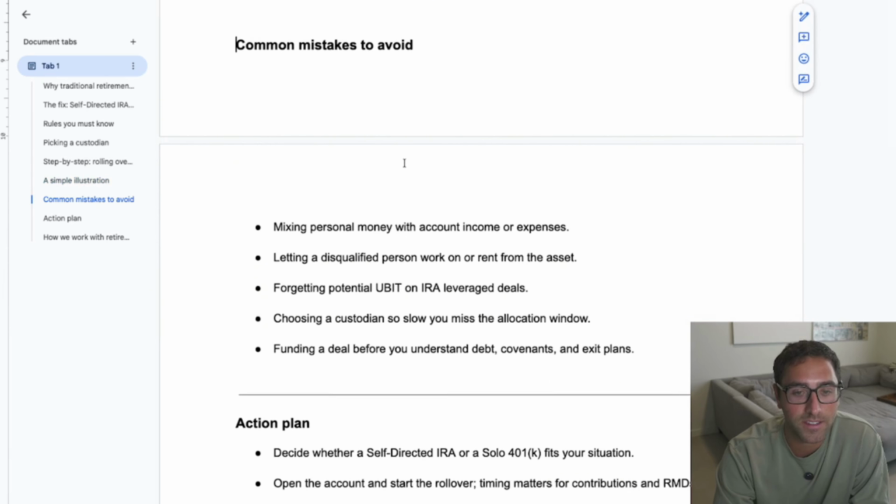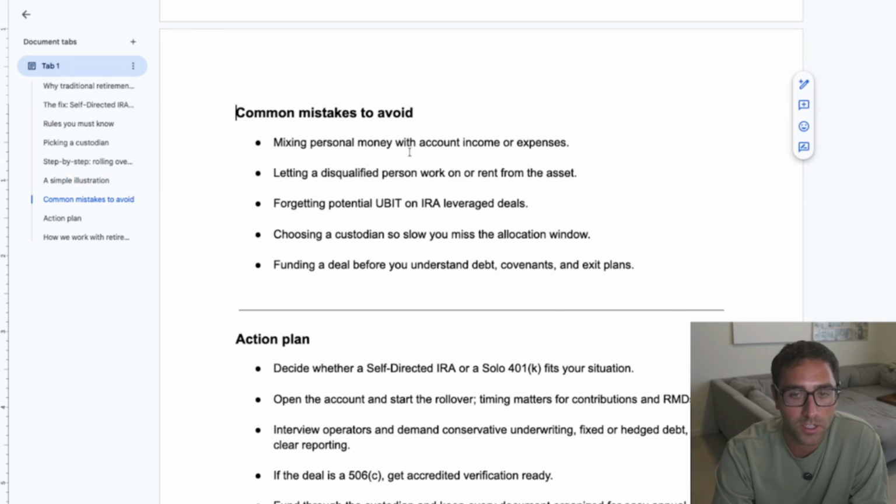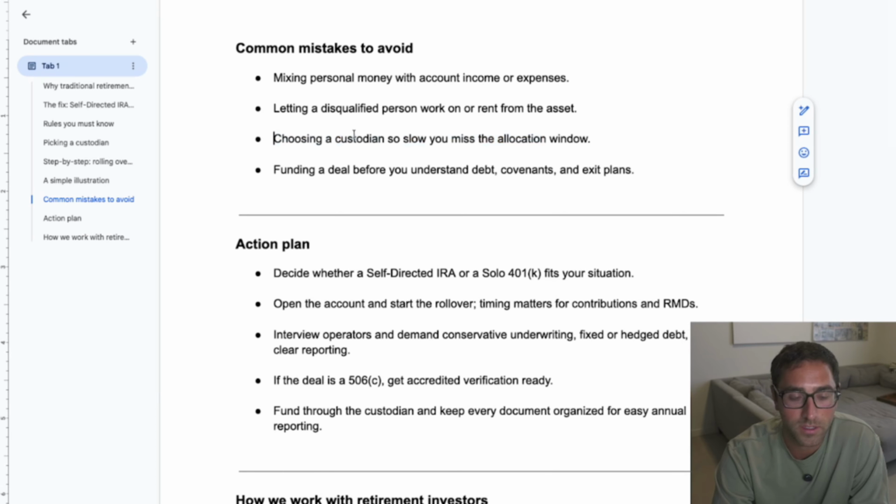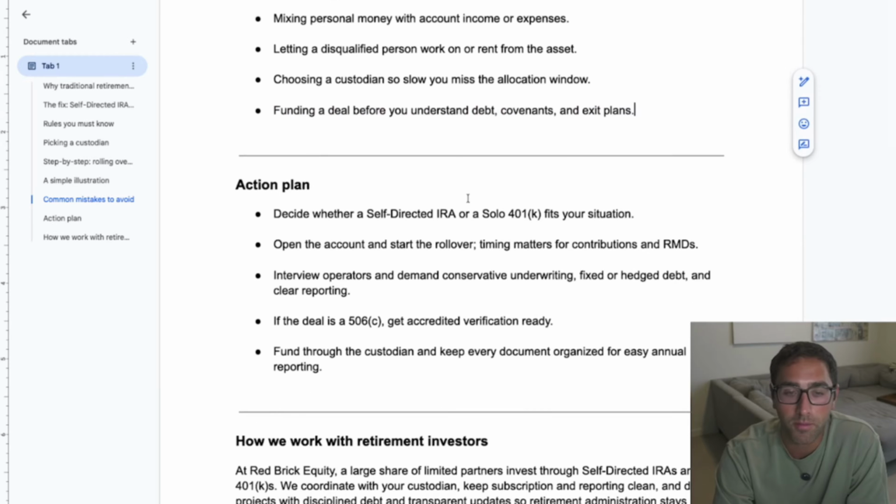Some common mistakes to avoid. Don't mix your personal money with this. Don't let a disqualified person work on or rent from the asset. You can talk to your custodian about that. Don't choose a custodian so slow you miss the allocation window. Definitely take my recommendations, book a call, top link in the description. Don't fund a deal before you understand how everything works in the deal and you trust the operator, obviously.